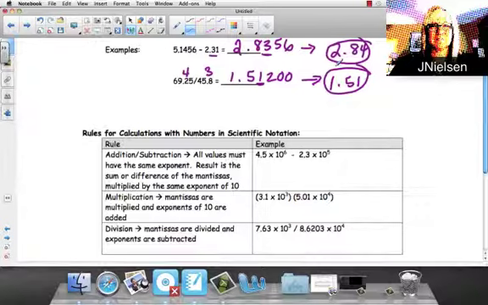Okay, let's look at rules for calculations with numbers in scientific notation. When we're adding or subtracting, all the values must have the same exponent. The result is the sum or difference of the mantissas, and we multiply by the same exponent of 10. So basically, you're not going to be doing hand math, but you can see this is 10 to the 6th and this is 10 to the 5th. They're saying that they should have the same exponent. And then you would subtract them.